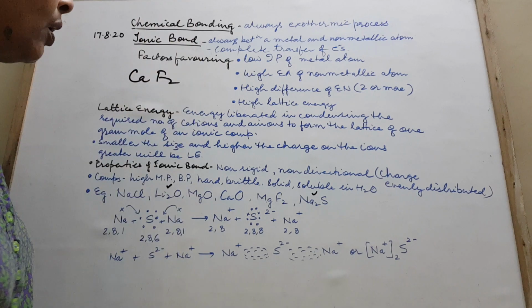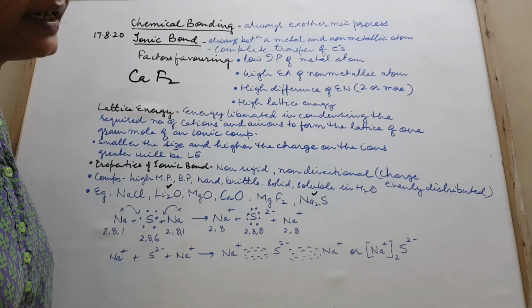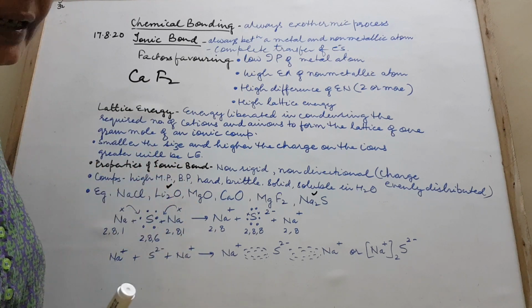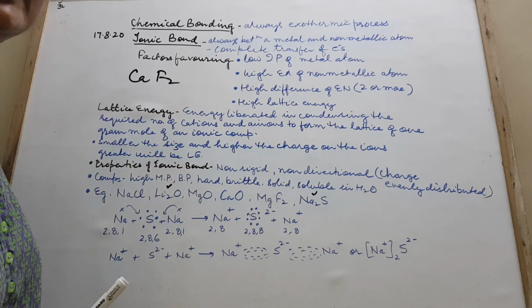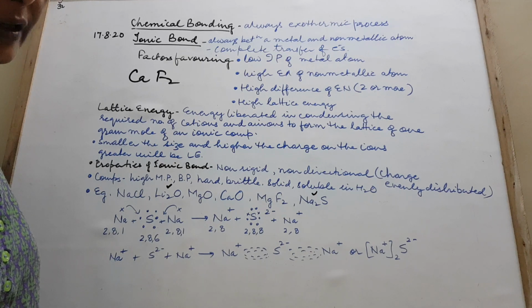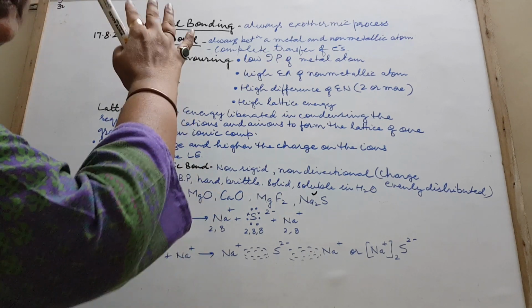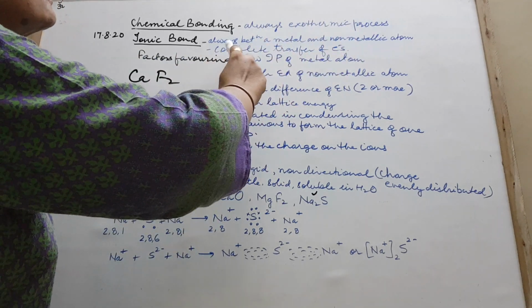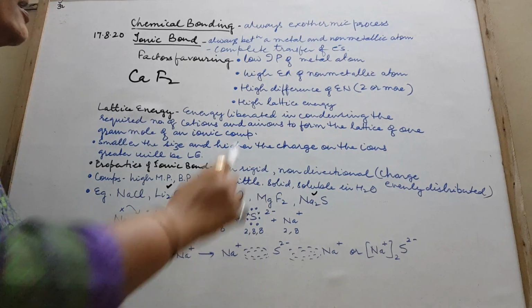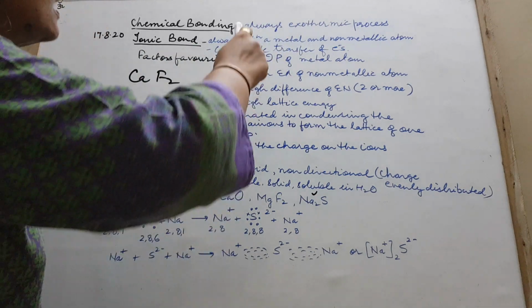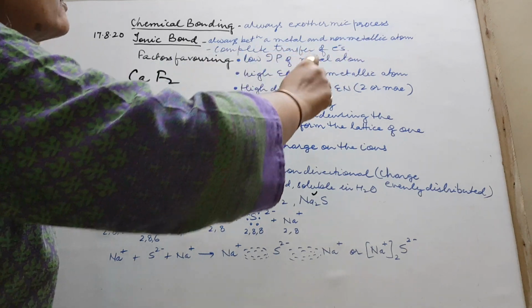So this is all you need to know for your ionic bond in short, the key points required. If you know this, I am sure you'll be able to answer all the questions based on ionic bond. Keeping in mind the time limit, we have done this. So it is always an exothermic process, right, between metal and non-metal. What is the exothermic process? Chemical bond formation is always an exothermic process. Then metal and non-metal, transfer of electrons.